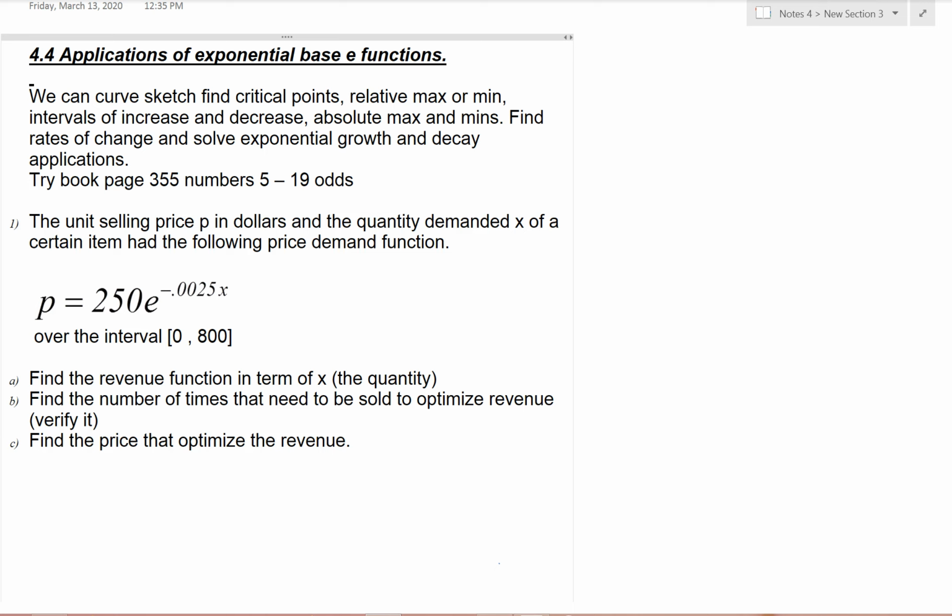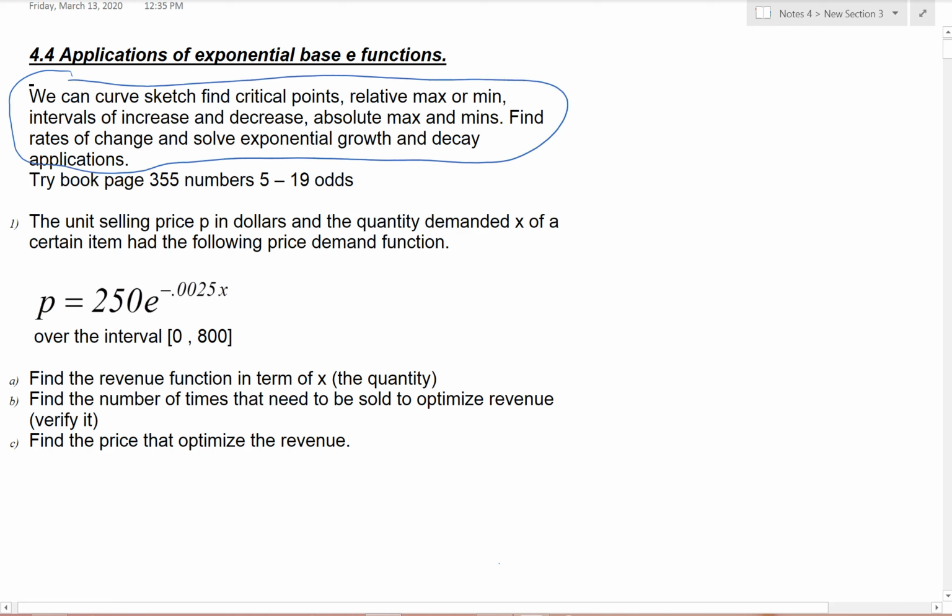The first set of notes that we're going to look at is the 4.4 application: applications of e and functions. Remember, before we went on break, we learned derivatives of exponentials and logarithms. If I have time, I might post a video reviewing those, since it's been a couple of weeks. Right now we're going to get into the next set of notes, which are applications of exponentials.